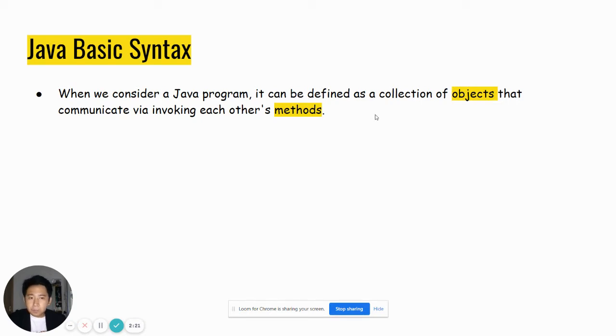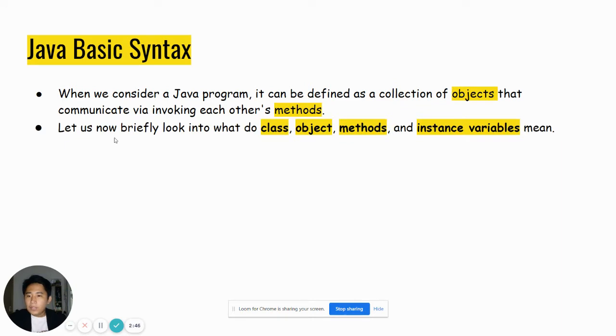Okay. So what does it mean? In Java, we're going to deal with a lot of objects, and those objects can communicate with each other using the methods of each other. Later I will show you some examples of objects and methods. So let us now briefly look into what class, object, methods, and instance variable mean.